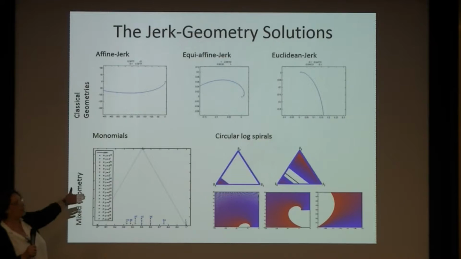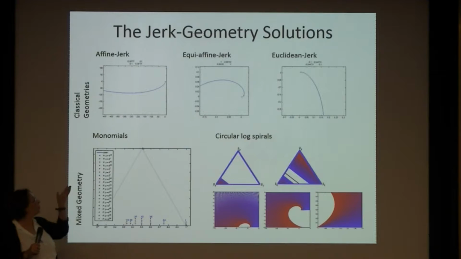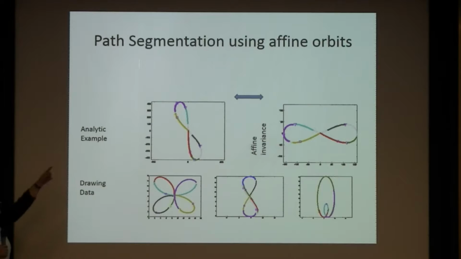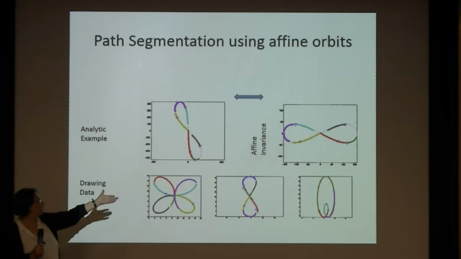Circles are orbits of the Euclidean geometry. Ellipses, parabolas, and hyperbolas are orbits of the equiaffine geometry. And so we can now use it to segment complicated trajectories. So, for example, we have this kind of trajectory. We use this mathematical description to segment the trajectory, and we get trajectories that are invariant under affine transformation. So this is one result.